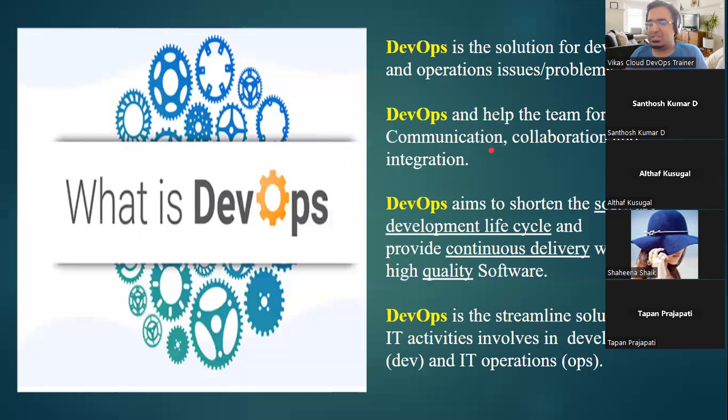If they are fighting with each other, we have to take the responsibility and get the things done. Integration. We can connect with any of the team. It doesn't matter whether we are connecting with the dev team or the operation team. We can connect with any of the team.